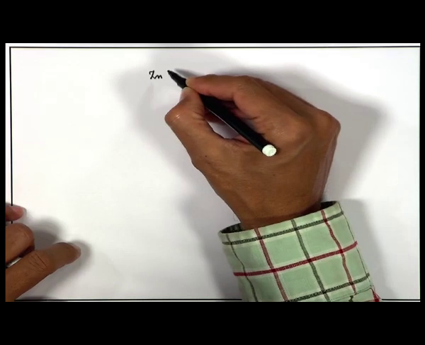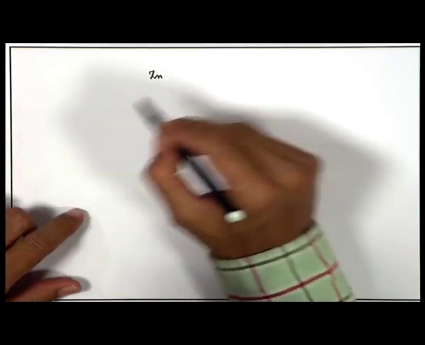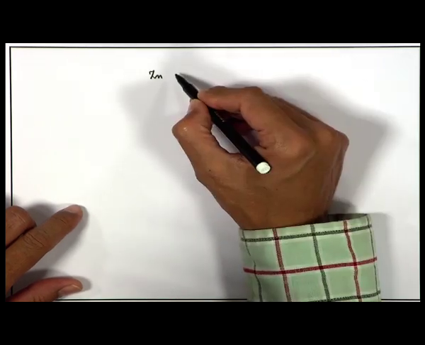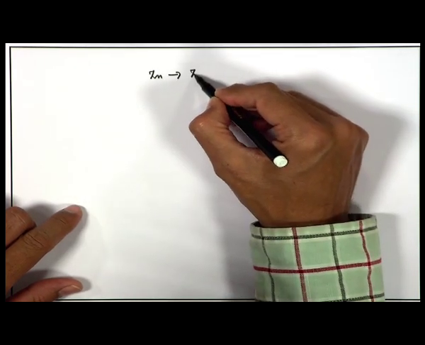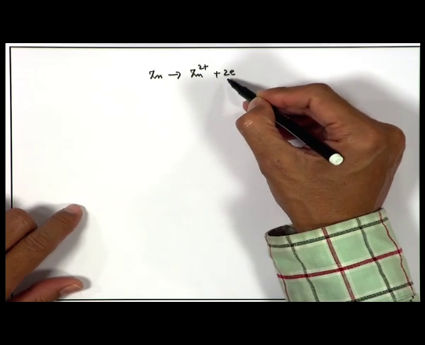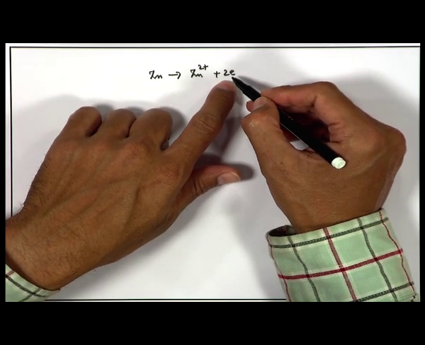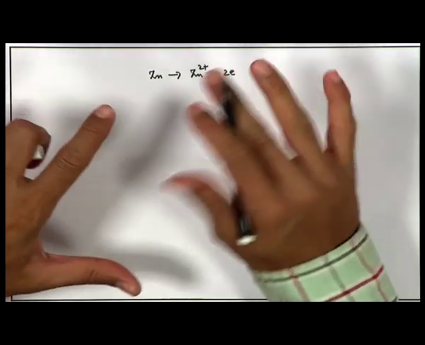If you have a coating on this metal surface, and the metal with which you coat the iron surface is more reactive than iron, for example a coating of zinc on iron, then zinc itself will tend to get corroded, because with moisture it will become zinc 2 plus plus twice electron, and these two electrons will stay on the metal surface, meaning originally the iron surface.